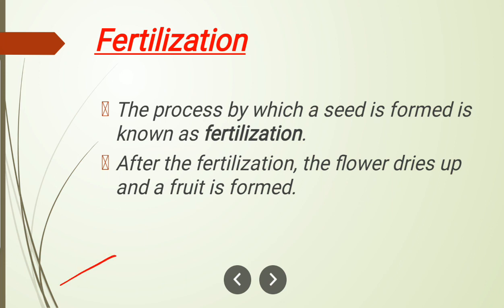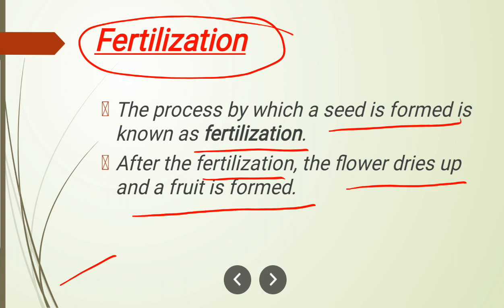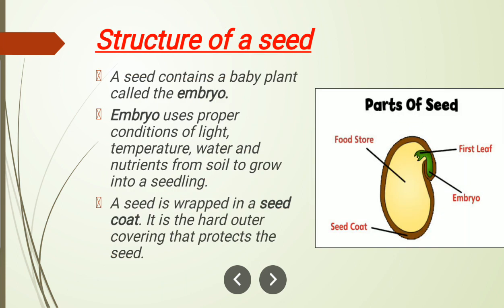Now after pollination, what is happening? The process by which a seed is formed is called fertilization, right? After fertilization, the flower dries up and a fruit is formed. So the very simple definition that you have to keep in your mind is that the process by which a seed is formed is known as fertilization. After the fertilization, the flower dries up and the fruit is formed. Now we have the fruit with us.